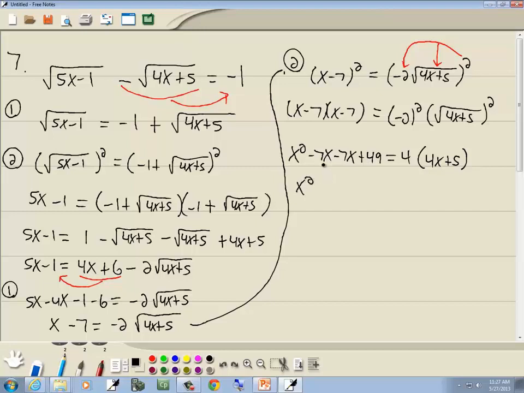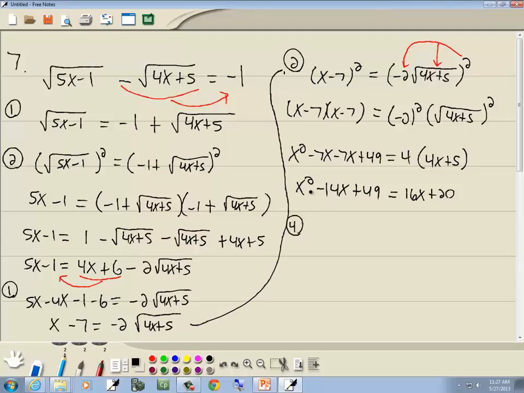Combine together like terms. Negative 7x, negative 7x is negative 14x plus 49. And over on the right side, 4 times 4x is 16x. 4 times 5 is 20. Now we're at step 3. It says if you have more radicals, go back to step number 1. Well, we don't have any more radicals. So step 4, solve for x.